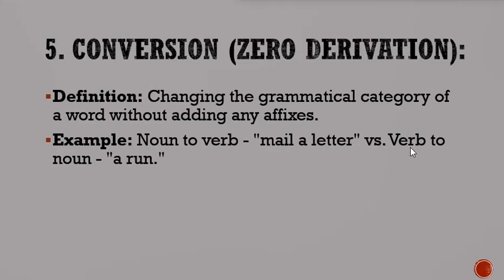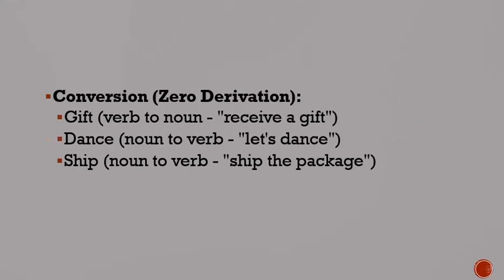And it is not necessary that you have to change a noun to verb. Other grammatical categories can also be interchanged. So from a verb to noun, you can see the example, a run. See, run is a verb, right? We usually use run as a verb, but a run, in this case, turns out to be a noun. So the grammatical category of the word has changed. And now the next one, we'll see some examples.